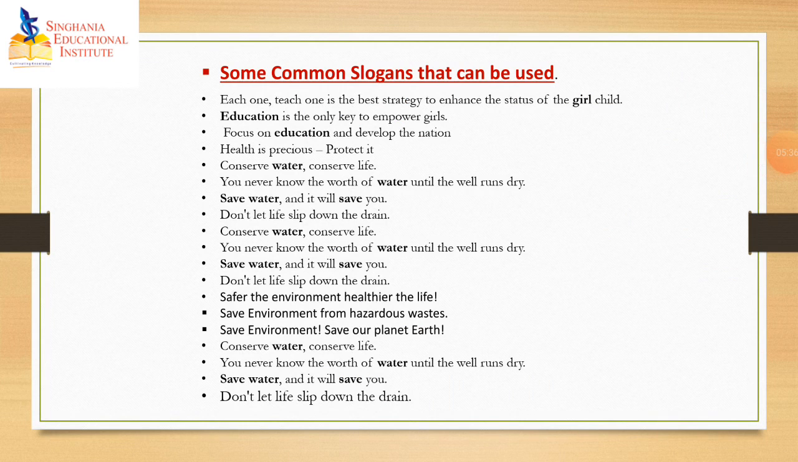Then along with the symbols, slogans are also very important, and they are very easy to make also. If you do not know, just practice a few times, you will easily understand what to write where. These are a few examples I have given. Each one teach one is the biggest strategy to enhance the status of the girl child. Education is the only key to empower girls. Similarly, save the environment, save our planet Earth, conserve water, conserve life. All these slogans are very common.